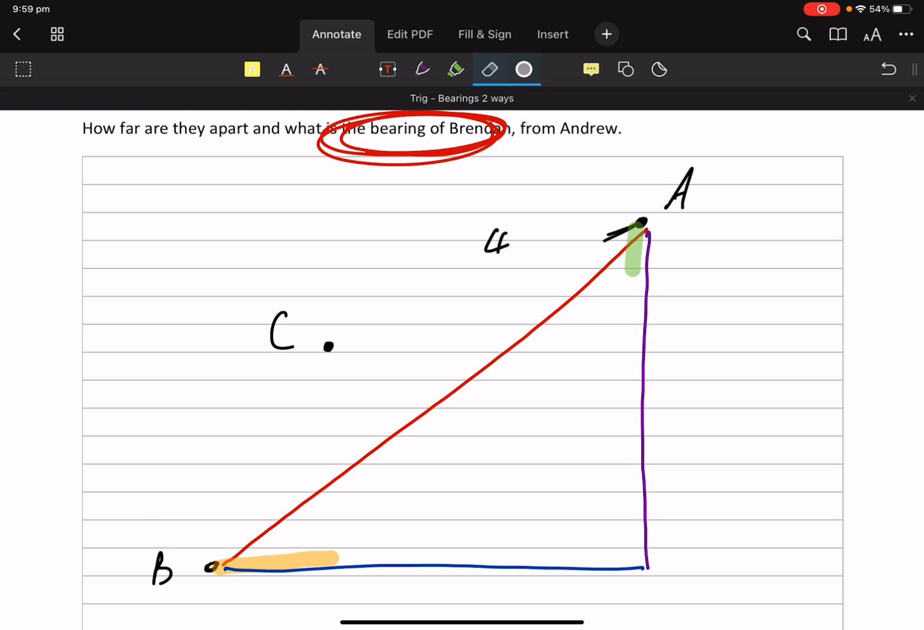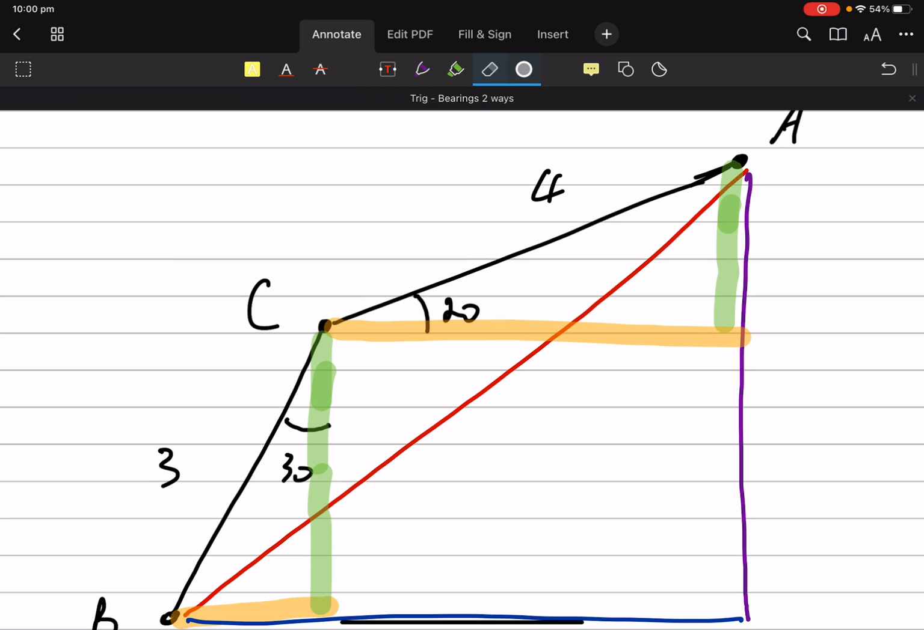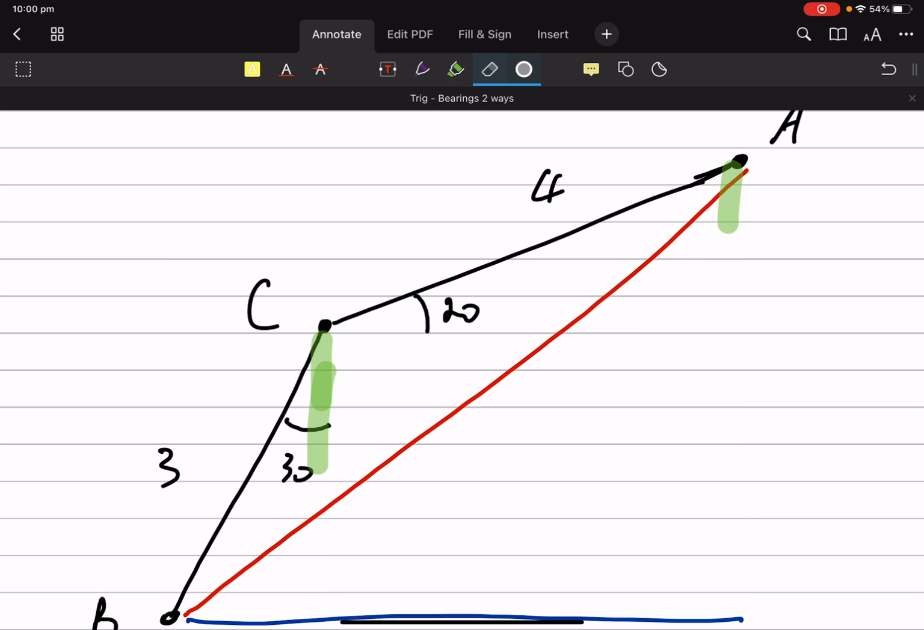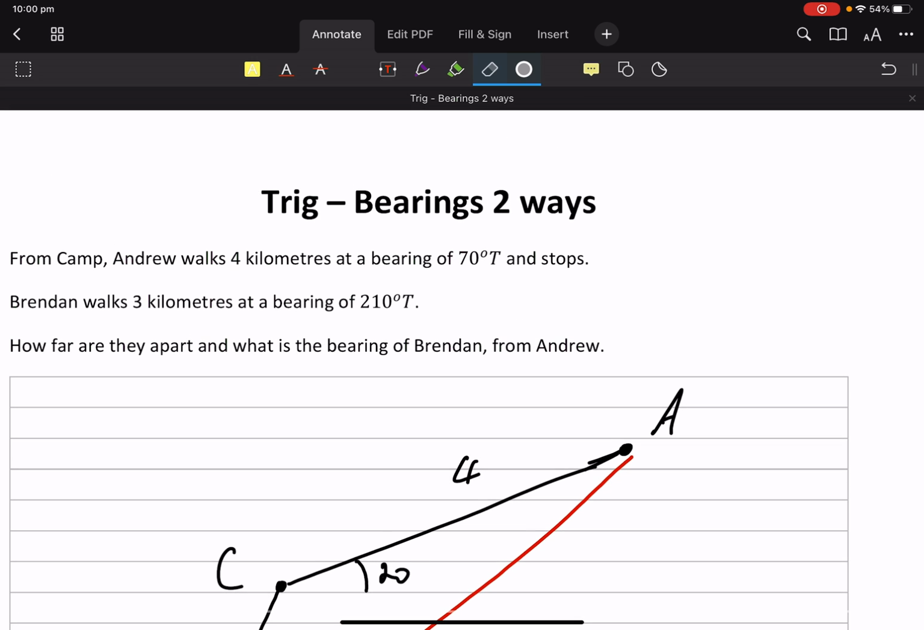And it's really easy to use Pythagoras to find the red line, and the angles are really easy to find using tan. Let's just undo all of that. There we go. So this thing's bearings 2 ways. We're going to do it the hard way.